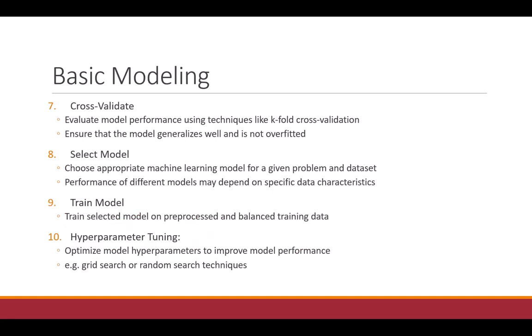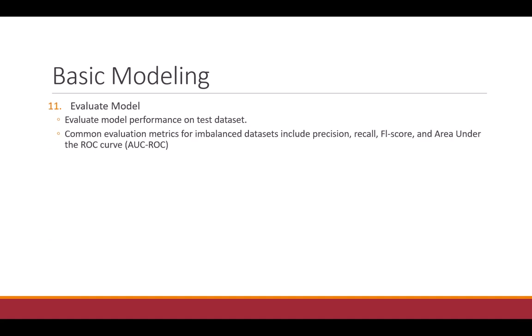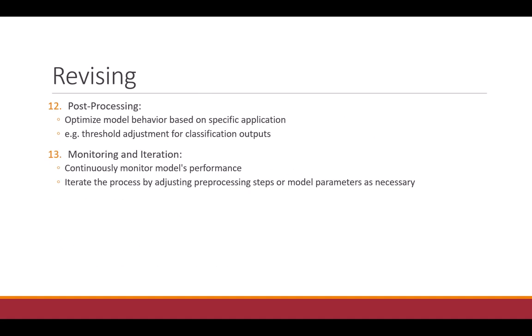So we have the other steps: cross-validating, making sure that the model itself is performing well, making sure we select a good model, training the model, making sure whatever parameters we use for it make the model better as we keep working with it. We're going to need to evaluate these models. At the end of this, we're going to revise them either by post-processing, which is basically we optimize, and also iterating and monitoring how well the model performs altogether.